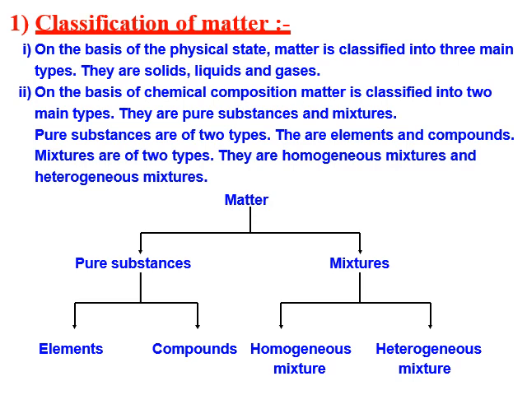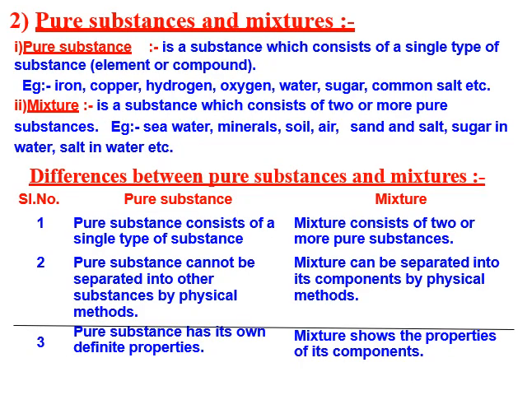Now, pure substances are again of two types. They are elements and compounds. And mixture is also of two types. They can be homogeneous mixture and also heterogeneous mixture. Let us see the difference between pure substances and mixtures.